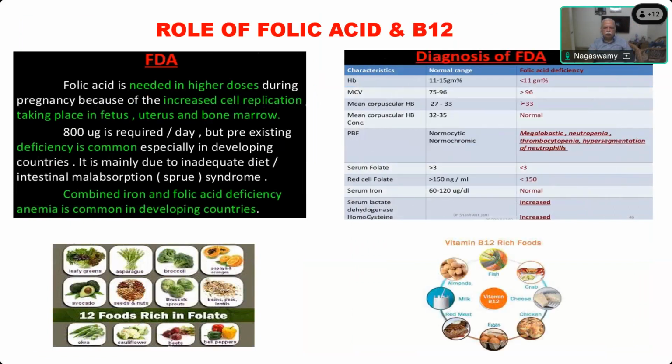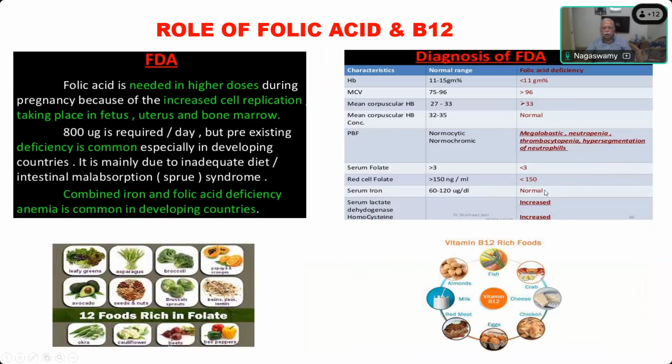I'll just rush through this. So you can see these are all the foods which are able to give that. You have vitamin B12 rich foods like fish, crab, cheese, chicken, eggs, red meat, milk, and almonds. And for foods rich in folate, you have leafy green vegetables, asparagus, broccoli, and Brussels sprouts, seeds and nuts, avocado. All these things are good.